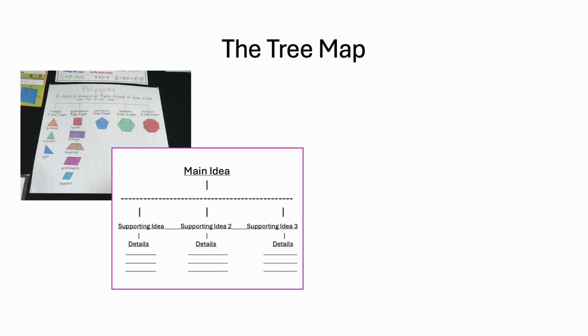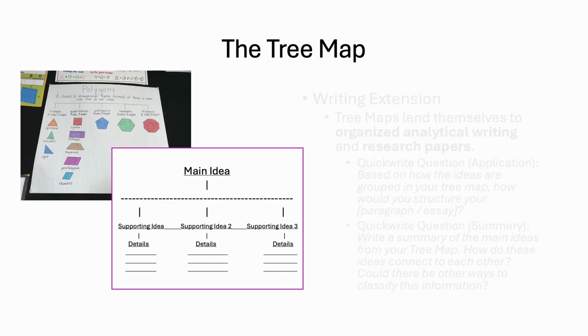Okay, here we have an example of a tree map, and this one in the top left is about polygons, and it's classifying different types of polygon. And you have a kind of blank version below, which could be used in any ELA class or other class where students are analyzing a text and coming up with the supporting details.